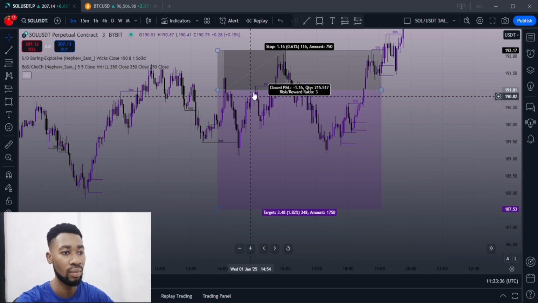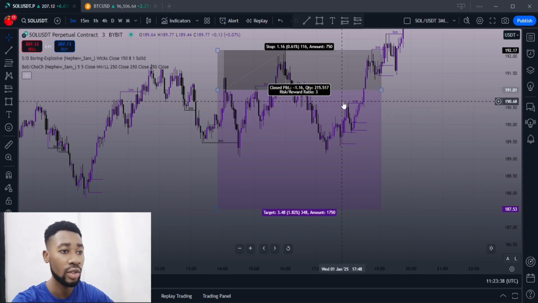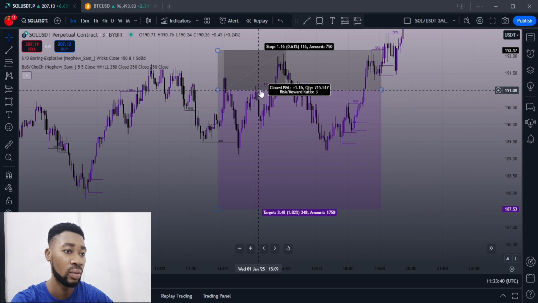So the market retraced back up. When it retraced back up, it formed another supply zone at this point. When I saw this, I was happy.